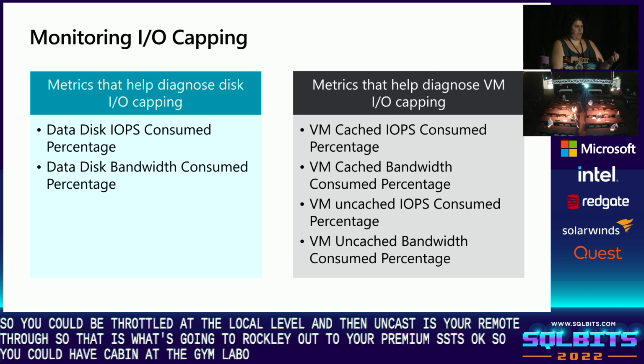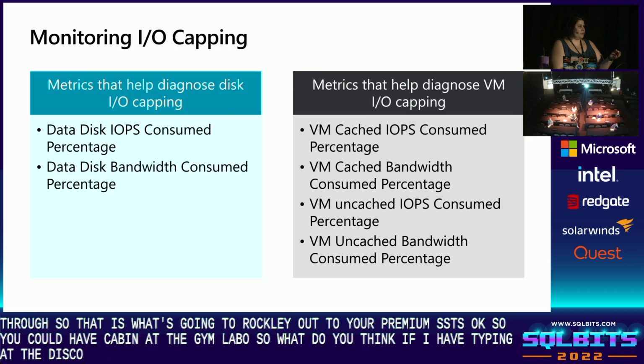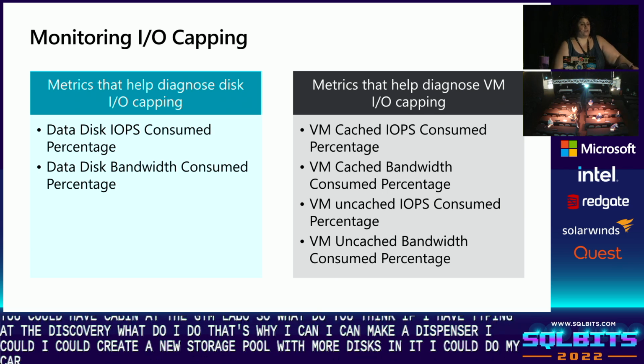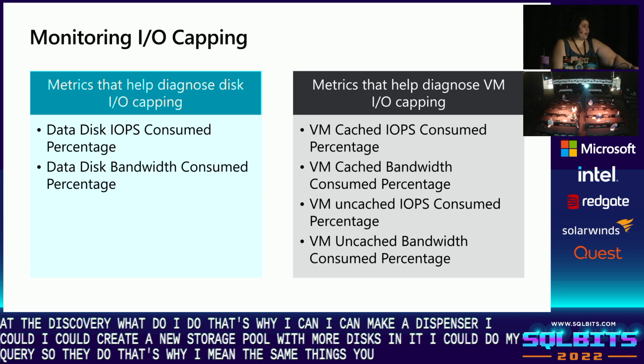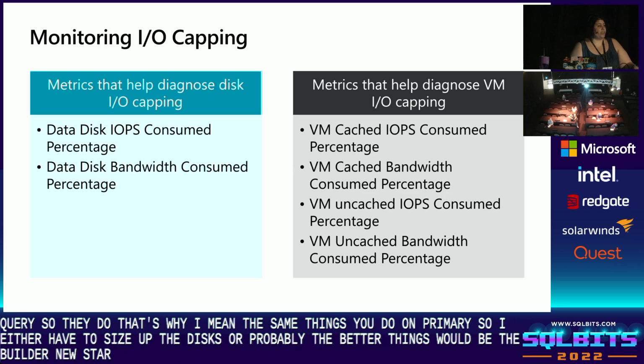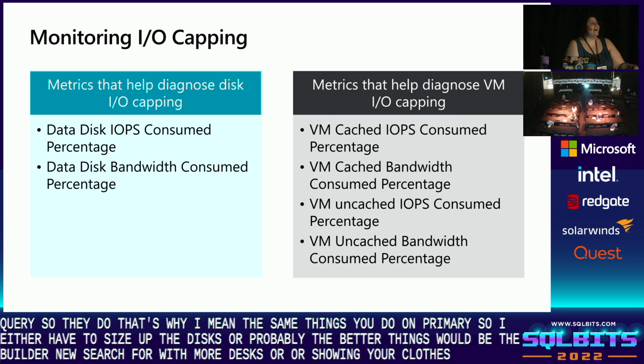So what do you think? If I have capping at the disk level, what do I do? Change the disk, right? I could make the disk bigger. I could create a new storage pool with more disks in it. I could tune my queries so they do less I/O. I mean, the same things you do on-prem, right? So I either have to size up the disks, or probably the better thing would be to build a new storage pool with more disks, or tune your queries.